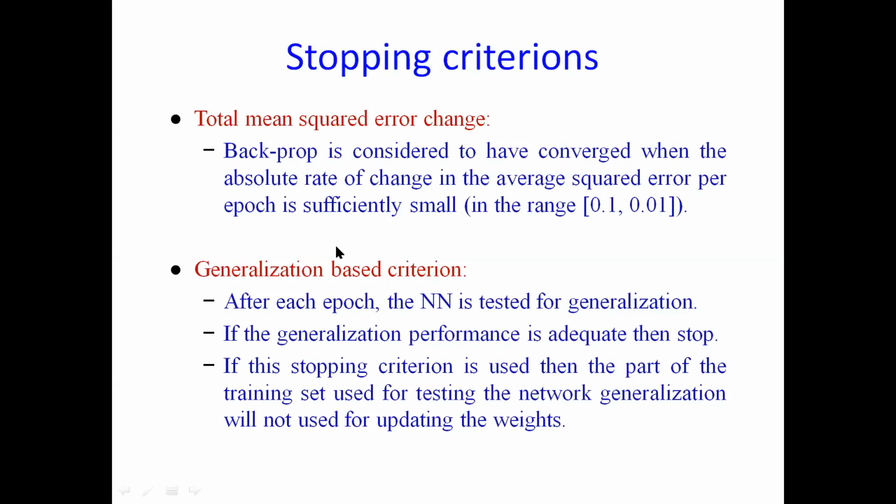In another approach, after each training session, after each epoch, the neural network is tested for generalization. If you can see that the performance of this particular neural network is adequate, then you can stop the training session. If this stopping criteria is used, then the part of the training set used for testing the network generalization will not be used for updating the weights.